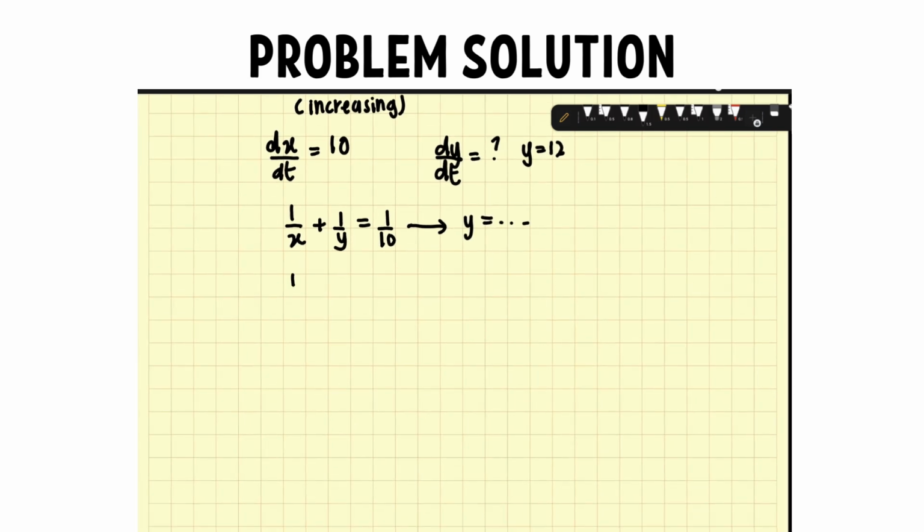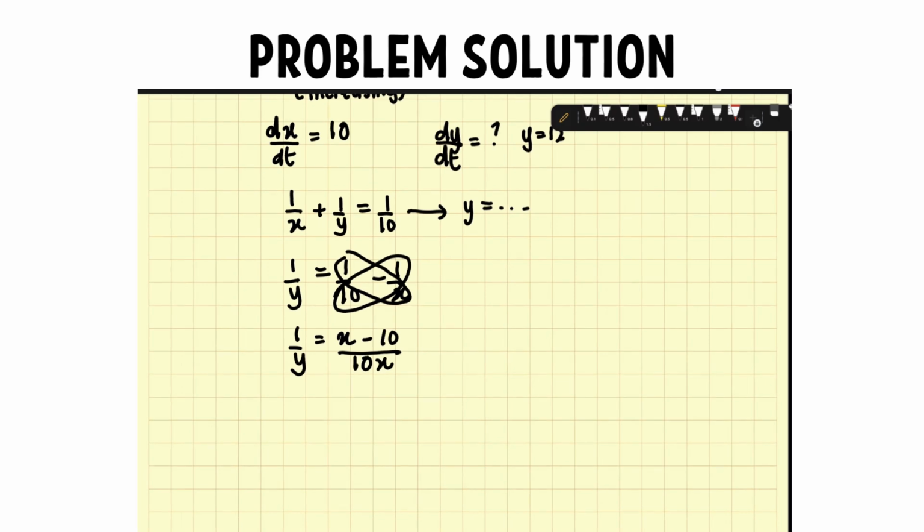So it should be like this: 1 over y equals 1 over 10 minus 1 over x. And then we will use the butterfly method to make sure that they only have one denominator. So (x minus 10) divided by 10x. Since the equation is 1 over y, we just have to twist both denominator and numerator, so the equation will be y in terms of x. So y equals 10x divided by (x minus 10).